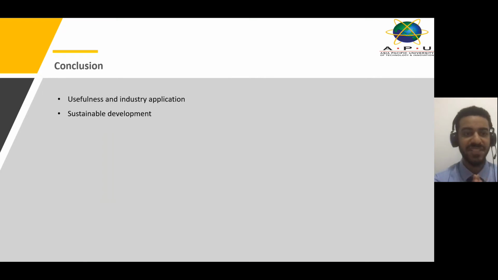So to conclude this presentation, we are going to cover two main things. The first one is the usefulness to industry application. These prediction models can be used by any fields in Peninsular Malaysia at the Malay Basin, because these samples were taken in the Malay Basin. So by using this prediction model, they can just substitute their density and viscosity to identify the wax appearance temperature of a particular sample.